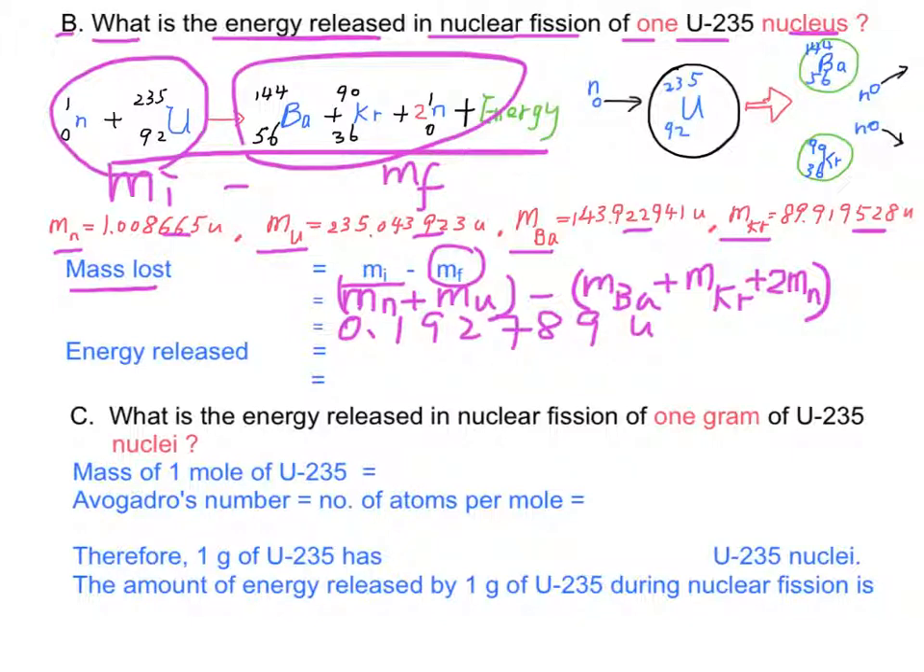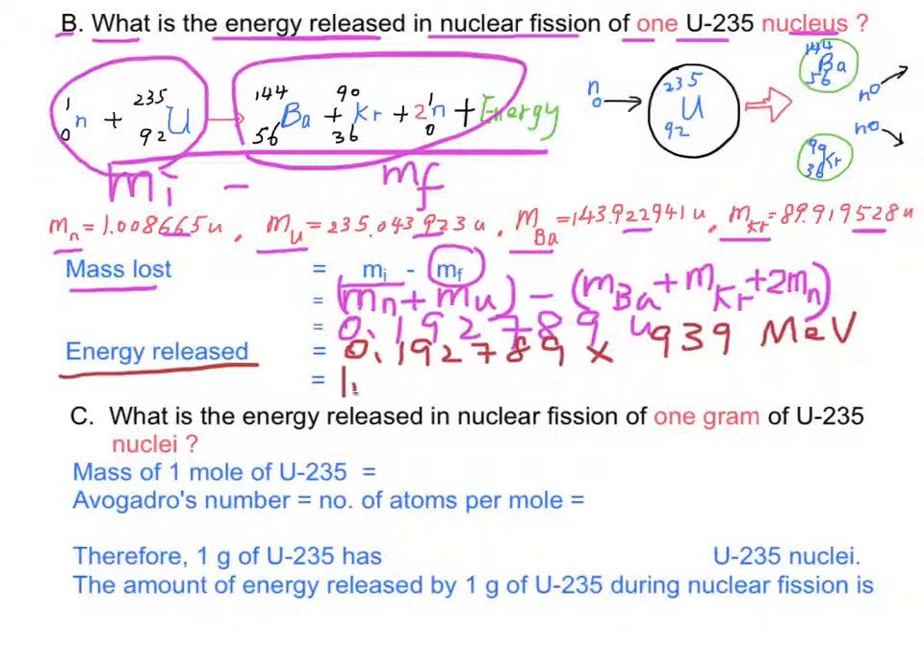Hence, the energy released during the fission process will be 0.192789 times 939 mega-eV, which is equal to 1.81 times 10 to the power 2 mega-eV.